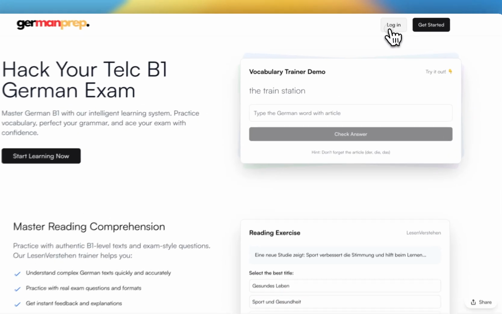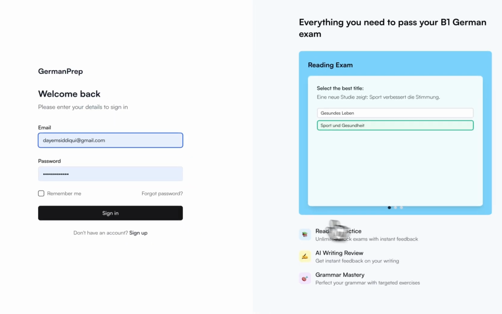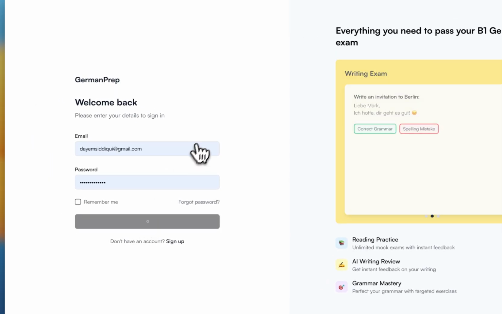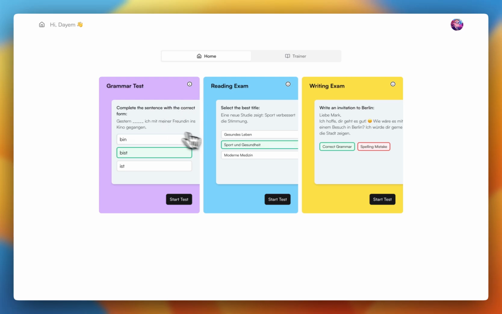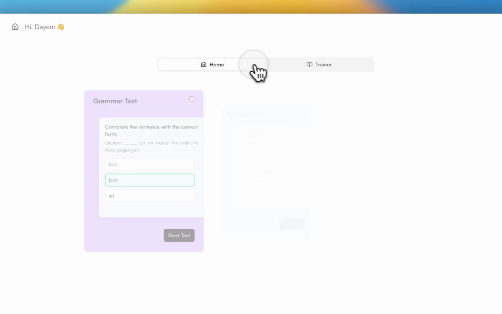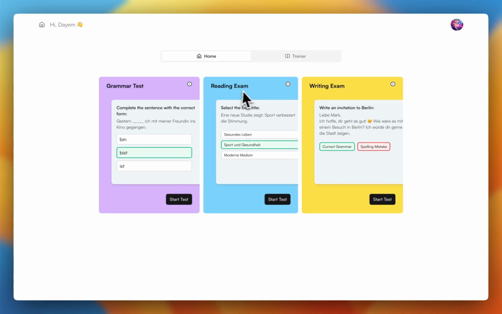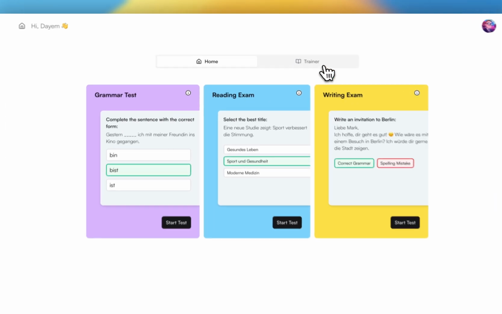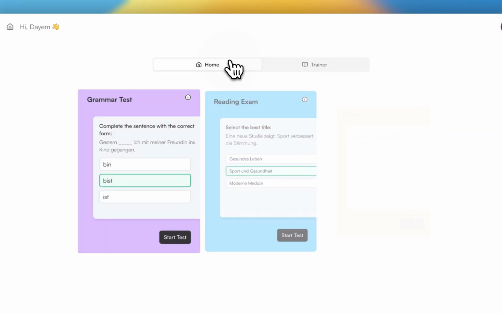People can come in and log in or sign up. In this case, I already have an account, so I will log in. Once I sign in, I see these three options in my dashboard. I can practice either for the German grammar part, the reading part, or the writing part. I can also train vocabulary and sentences using flashcards.